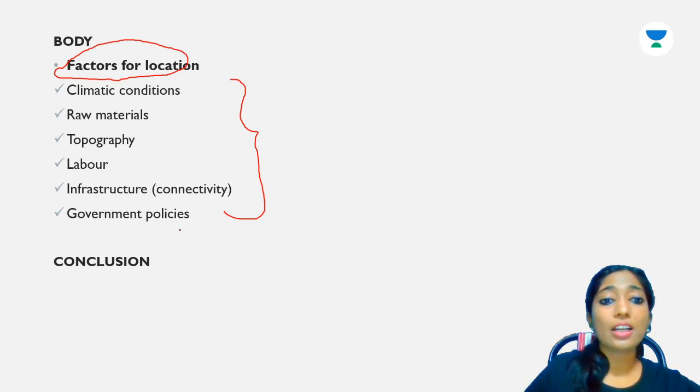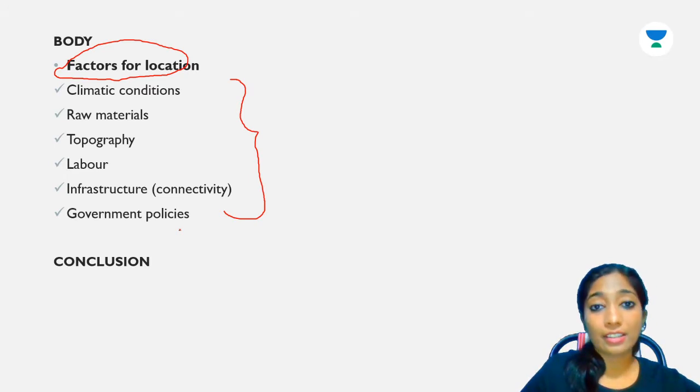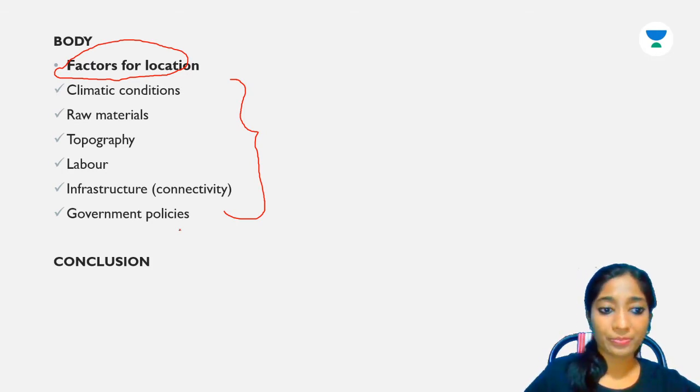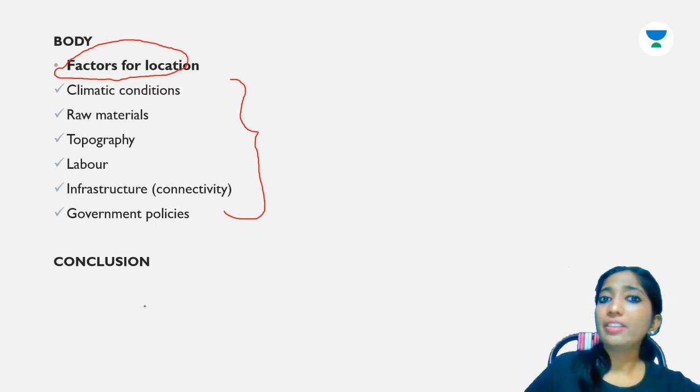And then comes the government policies. Regarding government policies, you can talk about what kind of incentives are being given by the particular government. If some kind of incentive is being given for cooperatives or economic zones, or food processing zones, that you can very well mention. Then you can just give the conclusion.